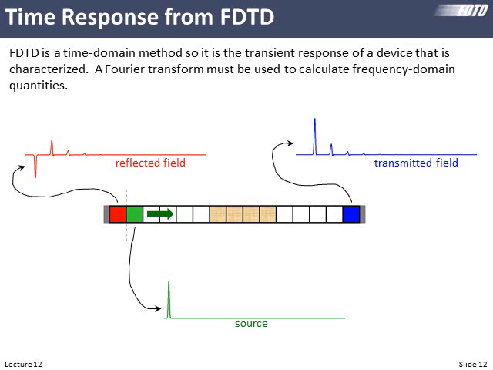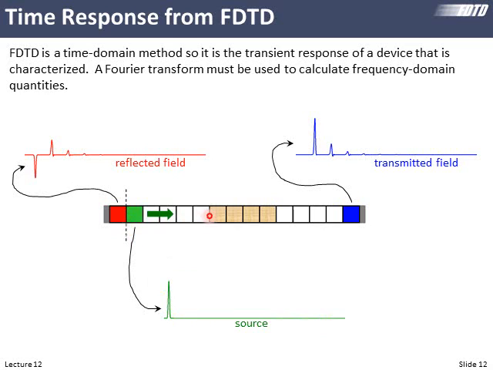So let's think about our finite difference time domain simulation. We have a device, our grid. We have a place where we're injecting the source. We have a place where we're recording the reflected fields, a place where we're recording transmitted fields. At the point where we're injecting a source, this is what our source might look like as a function of time over the course of the simulation.